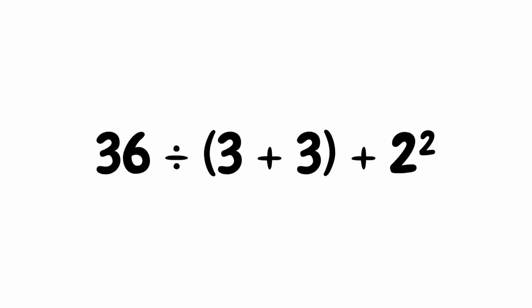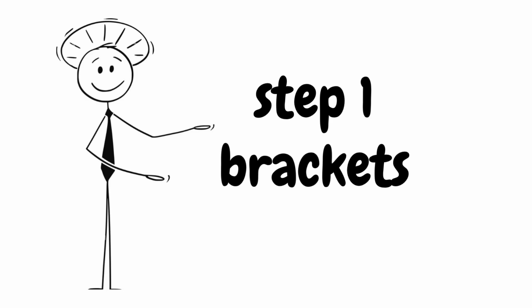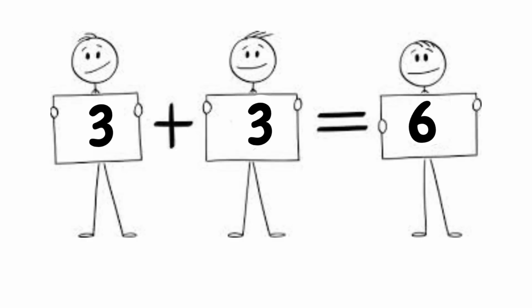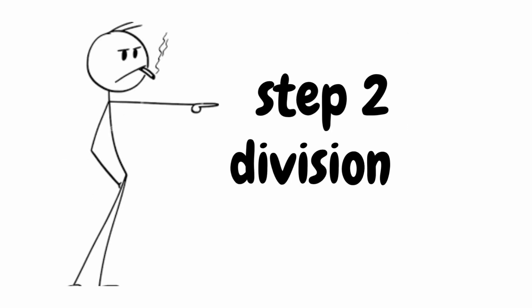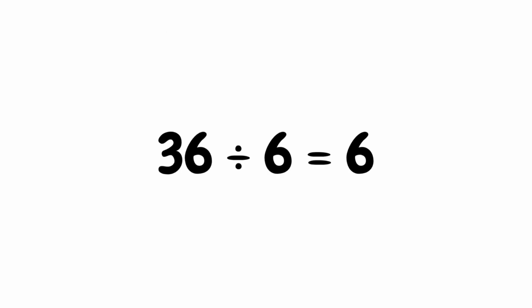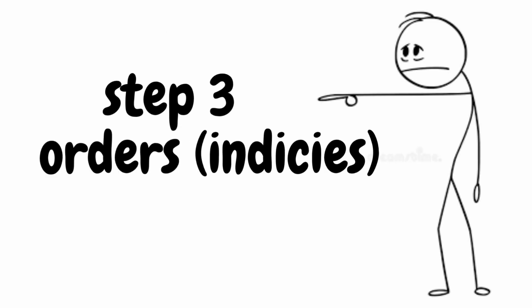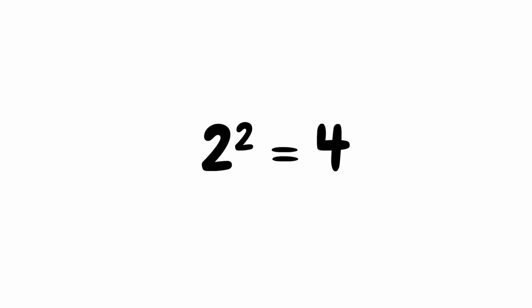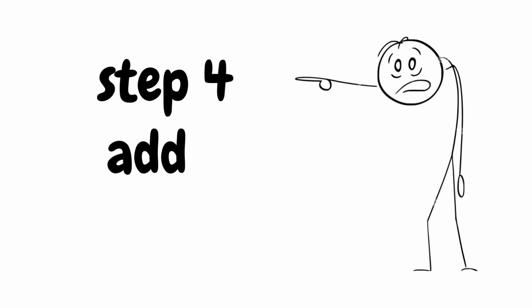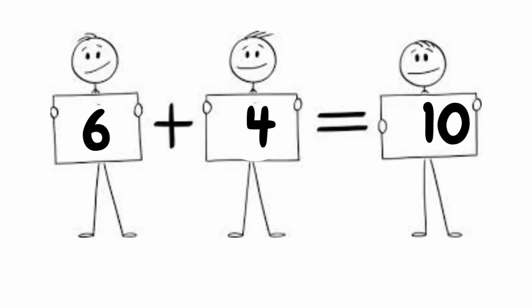Example 7. 36 divided by 3 plus 3 in brackets, plus 2 squared. Step 1, brackets. 3 plus 3 equals 6. Step 2, division. 36 divided by 6 equals 6. Step 3, orders. 2 squared equals 4. Step 4, add. 6 plus 4 equals 10.